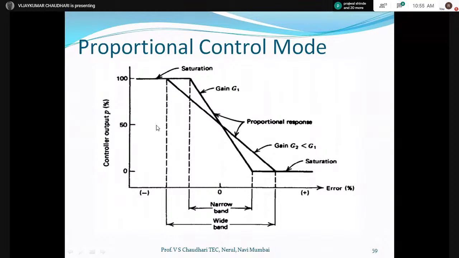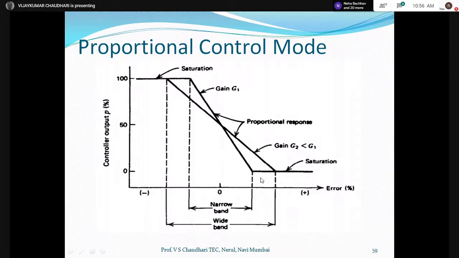So for this range of error, below the set point up to this and above the set point up to this, if the error lies between this range or this band, then there is a linear relationship between controller output and error. This is called the proportional band. And this is the response for the gain KP or G1, and this is for G2.